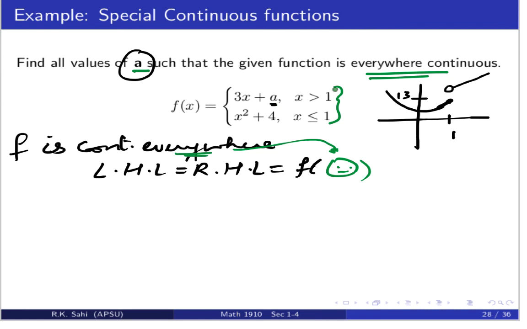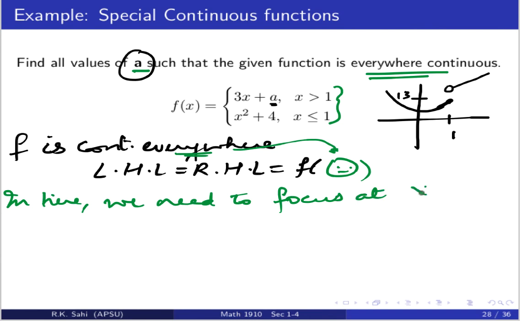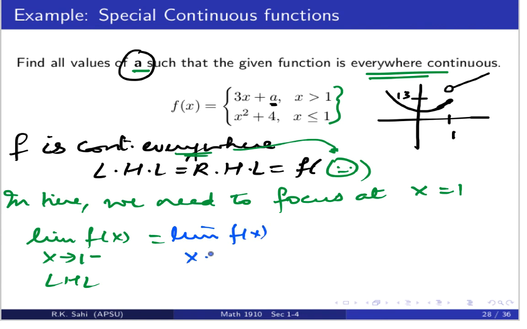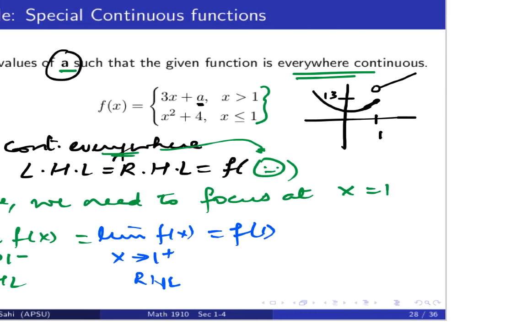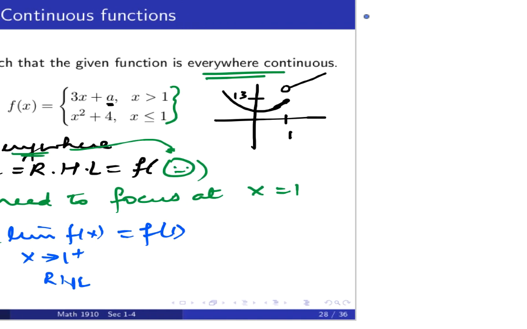Now we'll focus at 1 for that. In this problem, we need to focus at x equals 1 because that's the point where there's going to be a change. So that means the limit of the function f(x) as x approaches 1 minus, remember that's the left-hand limit, equals the limit of the function f(x) as x approaches 1 positive, that means the right-hand limit, equals the value of the function at 1. That's what we basically have to do. The left-hand limit equals the right-hand limit equals the value of the function. So that means we look at the left-hand limit.